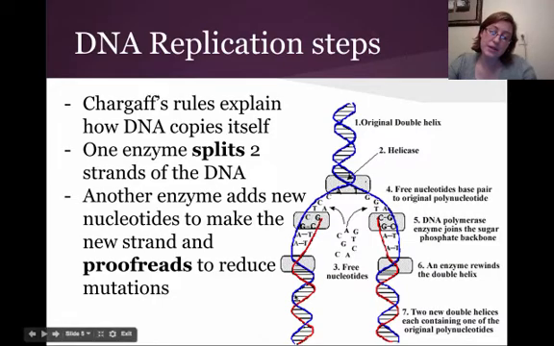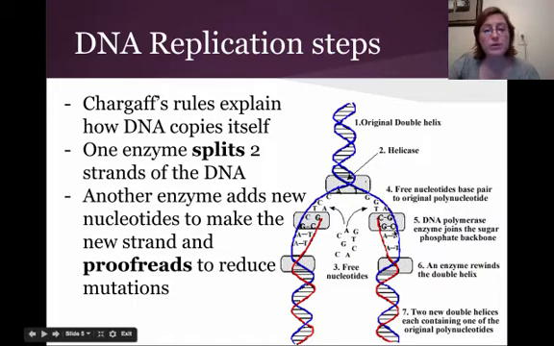Now while that's happening on this side of the molecule, it's also happening over here at the same time. So we have multiple polymerase molecules working to build new complementary strands to each of the resulting DNA molecules.